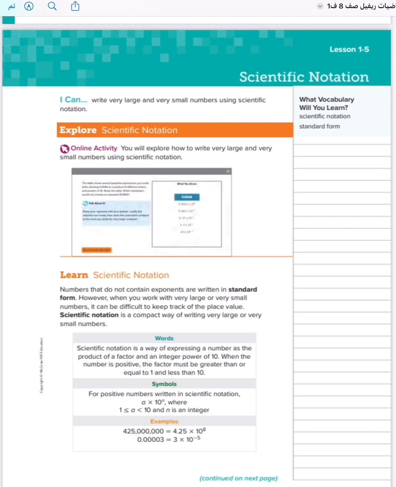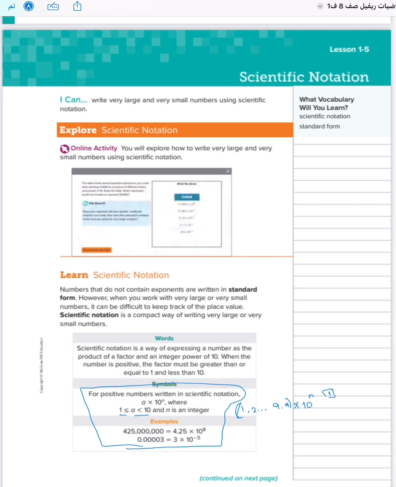Lesson 1.5 Scientific Notation. Before we start scientific notation, we must know this example. Scientific notation is from 1 to less than 10. So can we write 1? Okay. 2 until 9.9, it's okay, times 10 power n. All these numbers are okay, but we can't write 10 or 11 or 12. This is the first thing.